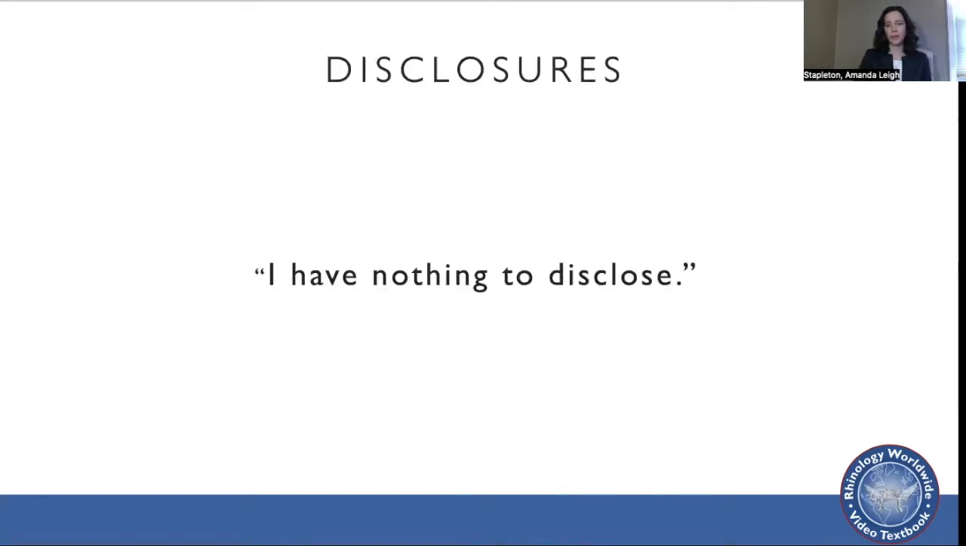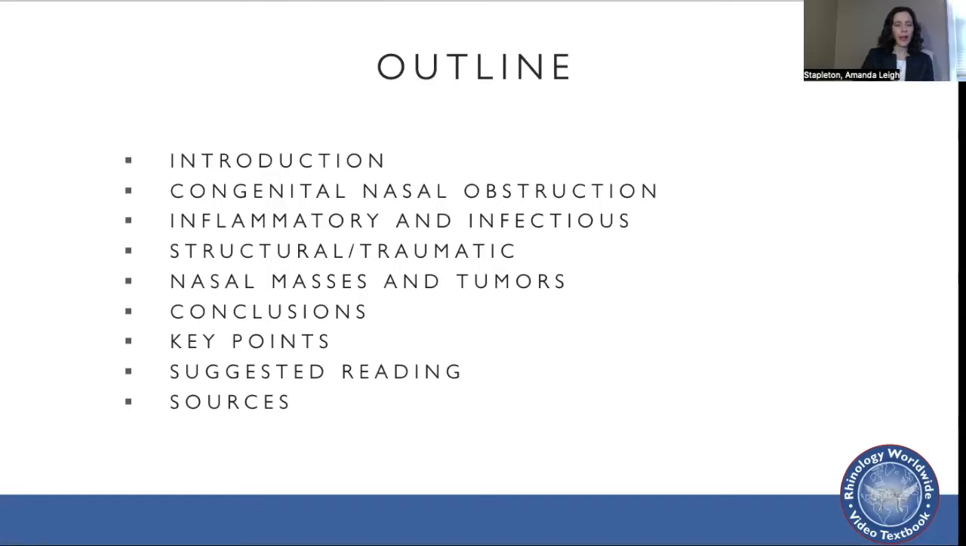I have no disclosures. The outline of our discussion today: first we're going to get into what congenital nasal obstruction can present as and what its etiologies are. Then we'll move into inflammatory infectious causes. We'll discuss structural and traumatic issues for children, as well as nasal masses and tumors.